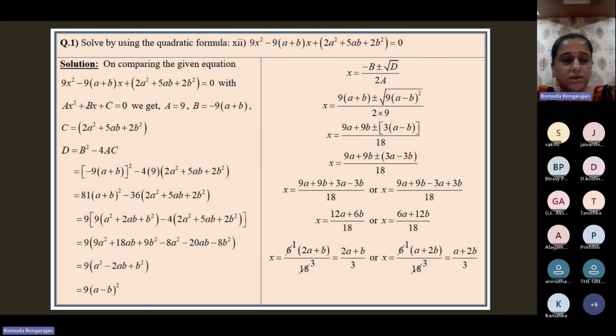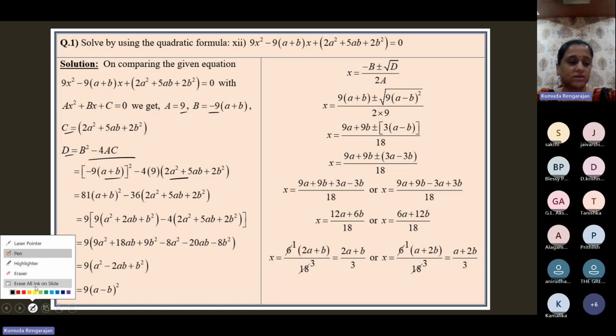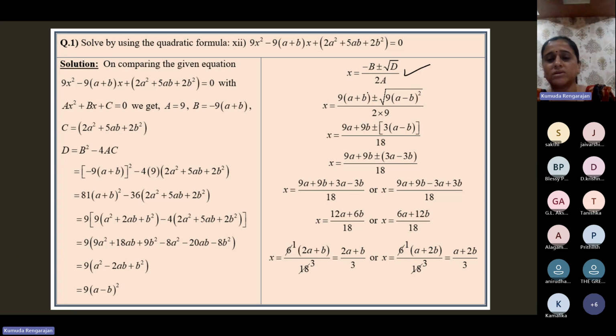See, there's nothing difficult about getting the values of A, B, C. Then what is D? B square minus 4AC. So you're just going to substitute and then multiply, simplify the like terms and stuff like that. Then we use the quadratic formula, substitute. So it's so much like 8th standard, no?